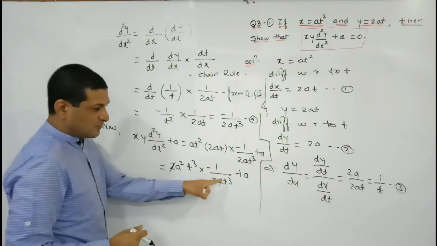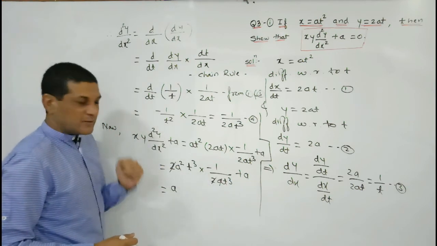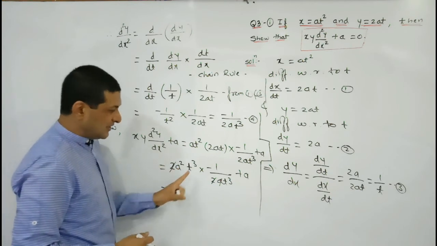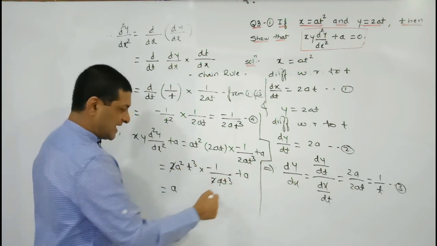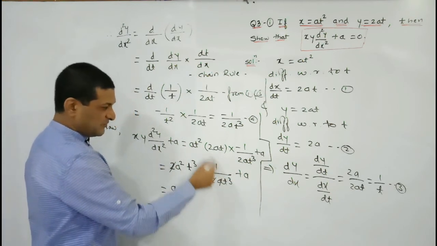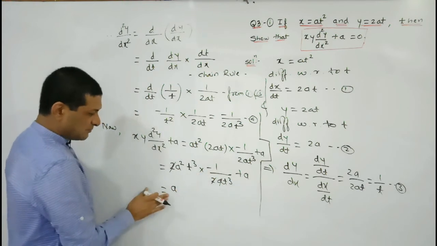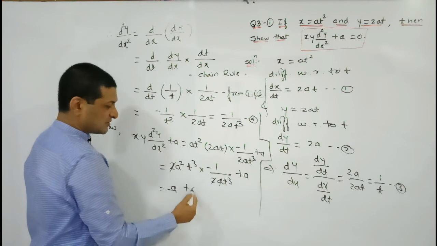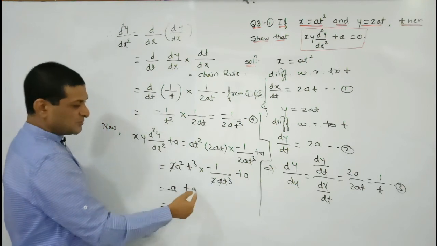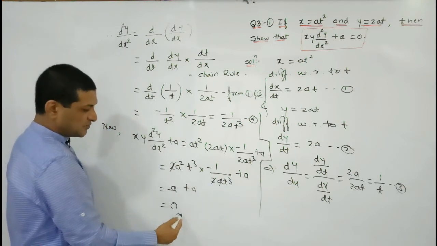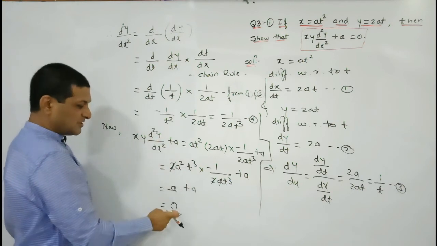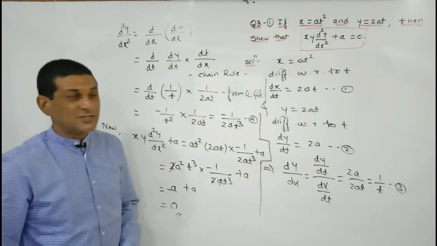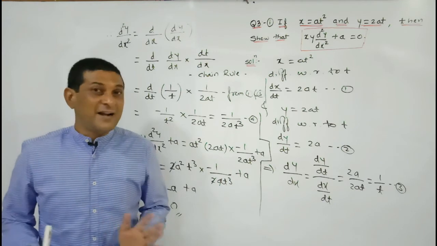So a and 1a from numerator and denominator will get cancelled. So here the remaining term is a. T cube and t cube will also get cancelled. So its simplification is what? A, and keep this minus as it is, means we are getting minus a. Lastly, keep this last term plus a as it is, and here we can observe that plus a minus a will be equal to 0, means we have shown that the value of this expression will be equal to 0, which is nothing but our required result.